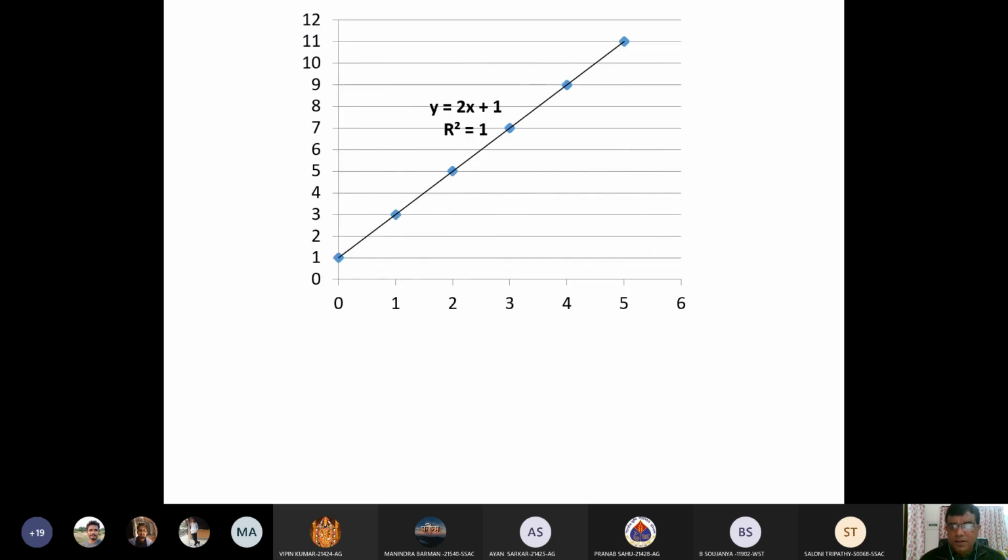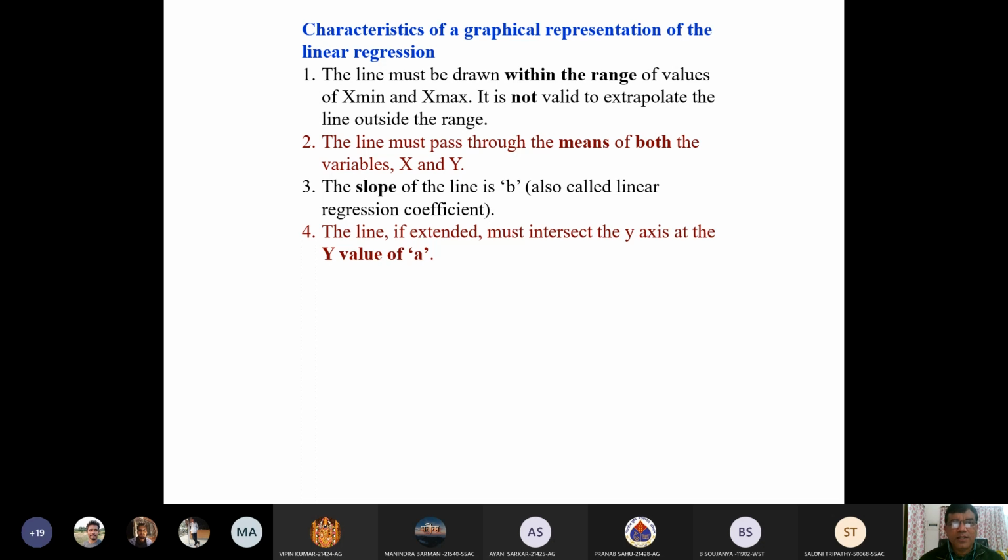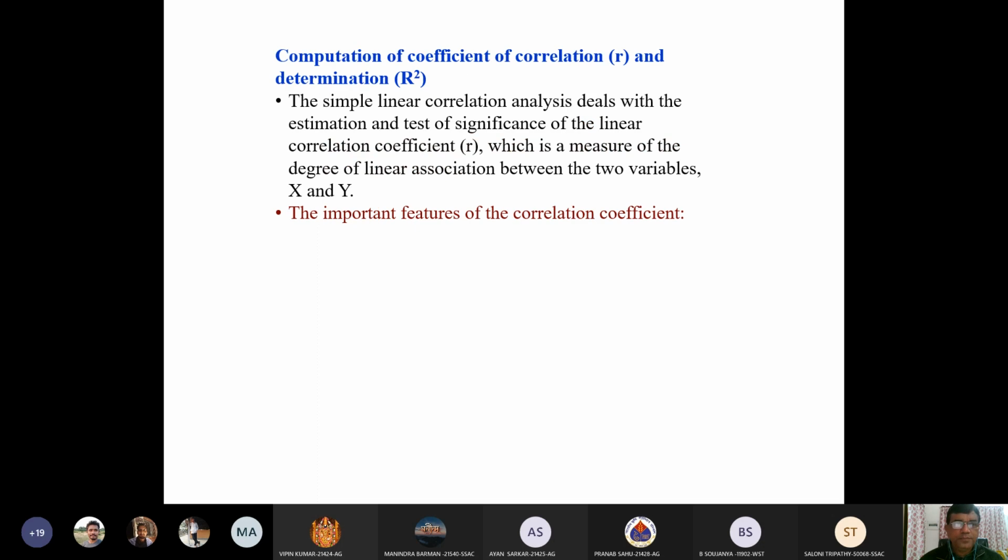This was another, hypothetical example where x is changing by 1 and y is changing by 2. So 2 upon 1, delta y upon delta x. Here r square is 1. Whenever r square is 1, you can see the line is passing exactly through all the data points. Then I told you about the characteristics of a graphical representation. What are the characteristics? Slope is b. Then I discussed the computation of the coefficient of correlation and then the coefficient of determination. Today we are going to understand the relationship between the coefficient of correlation and the coefficient of determination.